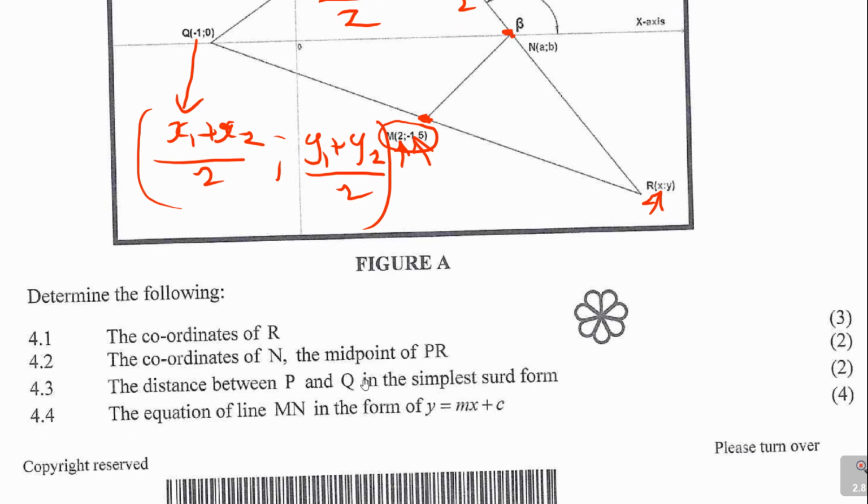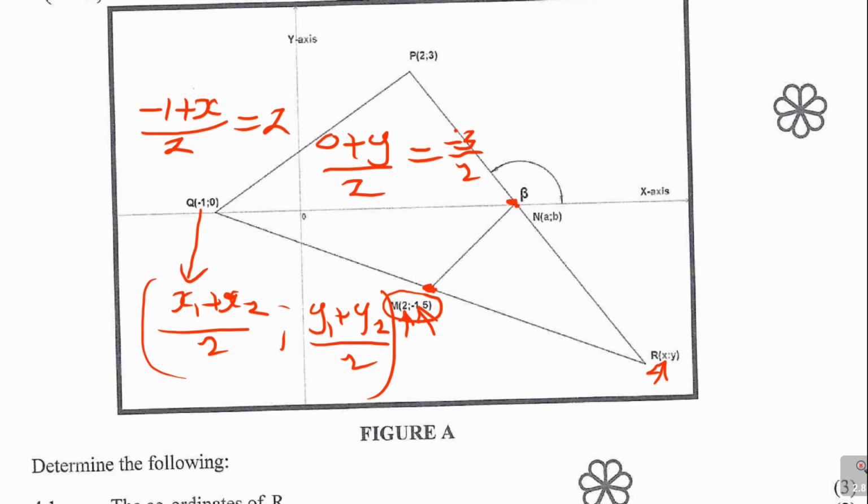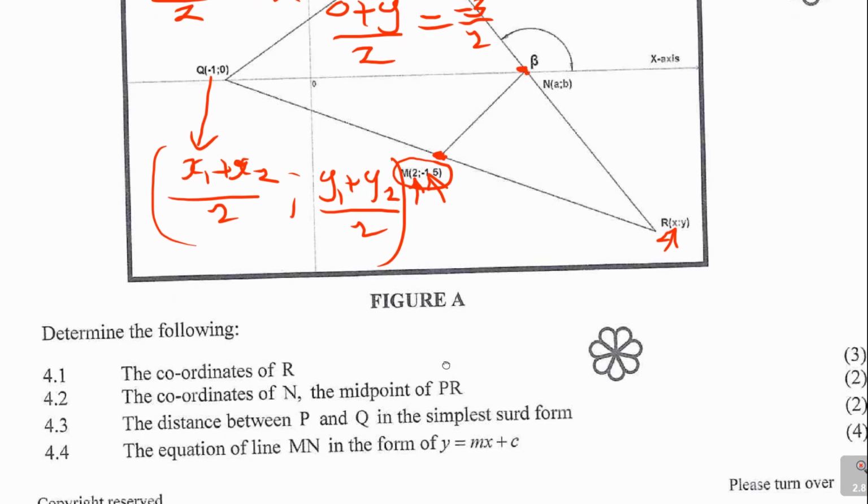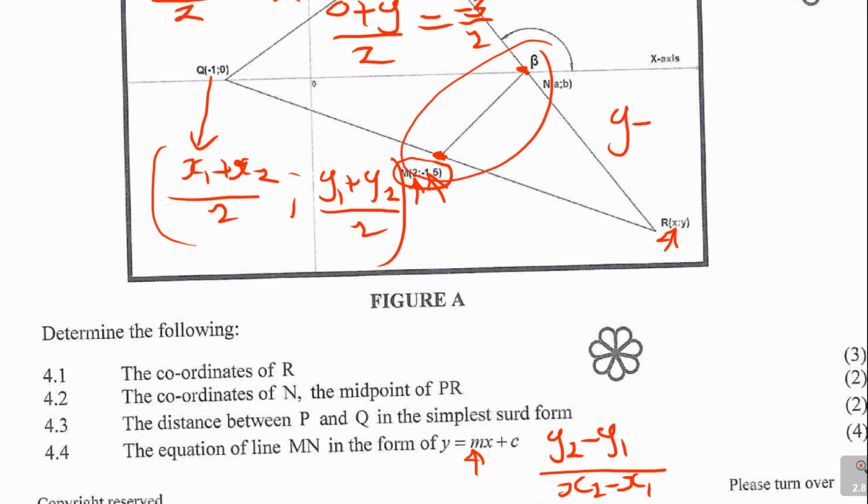And then the distance between PQ, the standard, use the distance formula, as well as the equation of the line MN in the form of y is equal to mx plus c. When you're finding the equation of the line, first of all, you find m, which is the gradient. Remember, gradient is y2 minus y1 over x2 minus x1. You find the gradient of this. You remember you'll be having m and n. After that, you are using therefore y is equal to mx plus c to find c. After finding c, then you've got the equation of a line.